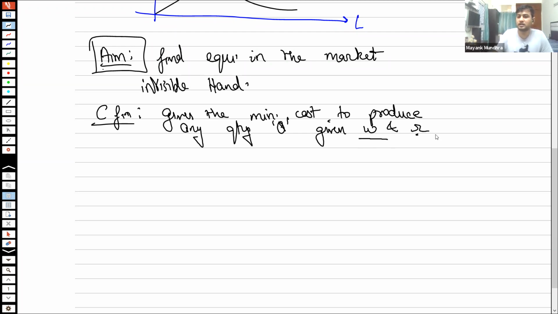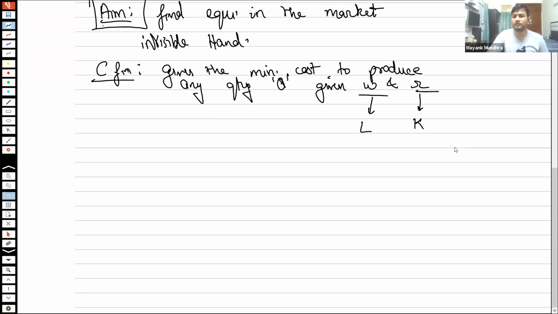So wage rate and rental rate are the prices for labor and capital respectively. So you want to hire some amount of labor, you want to hire some amount of capital. So what's going to be the cost? For any quantity Q, what is the minimum cost in which this can be done?